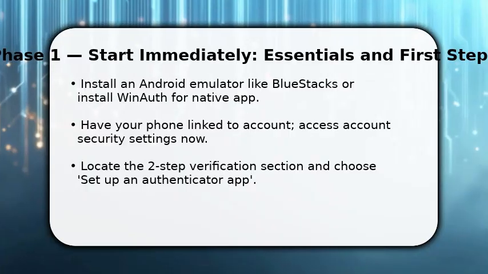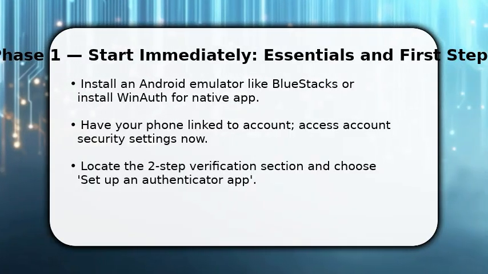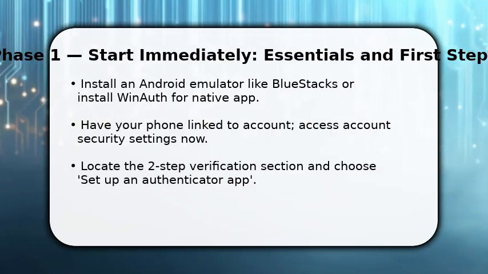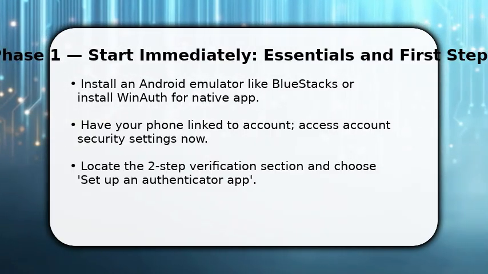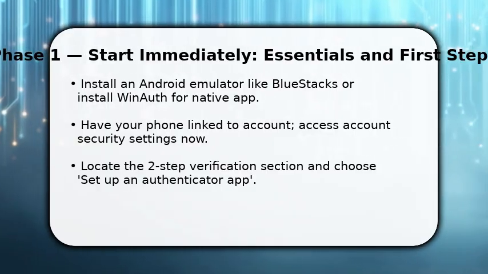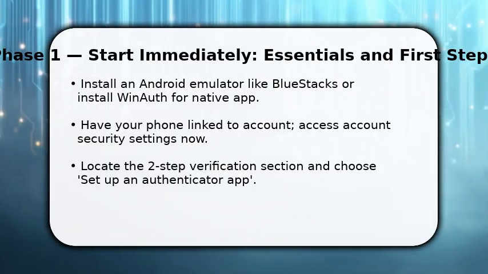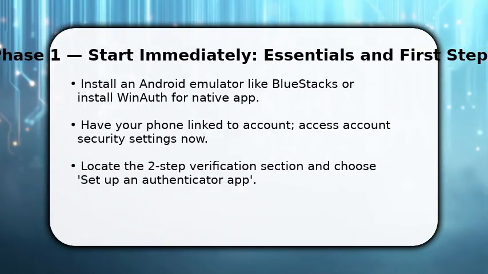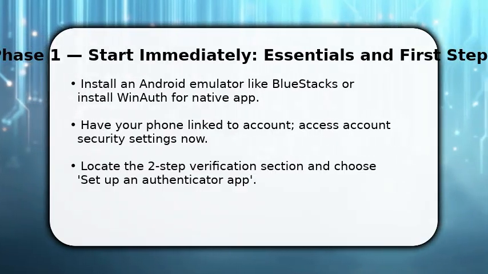Enjoy the video. You'll begin by running your chosen emulator or WinAuth on Windows. This lets you host Google Authenticator codes. Open the account you want to protect and navigate to Security, then two-step verification. Once there, choose the option to set up an Authenticator app.